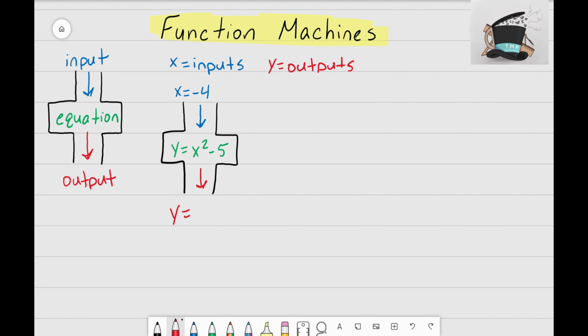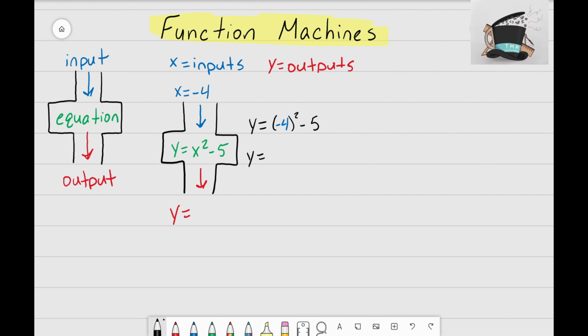Now, if you want to, pause the video, take some time to work out the problem, and see if your answers match mine. Now, we need to follow the same process that we did in the previous videos. We need to rewrite our equation, y equals x squared minus 5. And again, I don't want to write x because my variable x is now equal to negative 4. So now I just need to solve this equation.